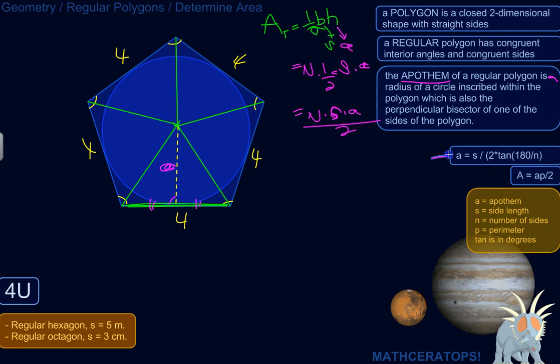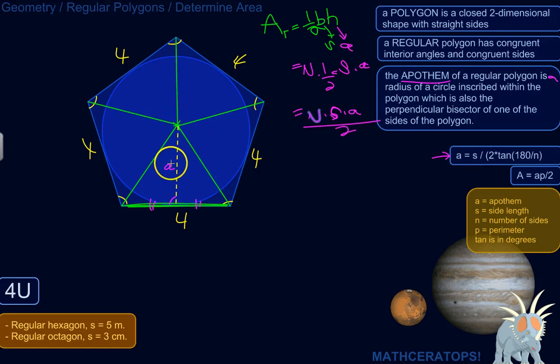Here's the formula for finding the apothem. The apothem is equal to the length of the side, s, divided by 2 times the tangent of 180 degrees divided by n, the number of sides. You can just know that, but I want to show you where that comes from. If this part is a little bit of a stretch, a little confusing, that's fine. You can just use the formula, and I'll show you how to use it, but I want to show you where it comes from so it makes more sense.